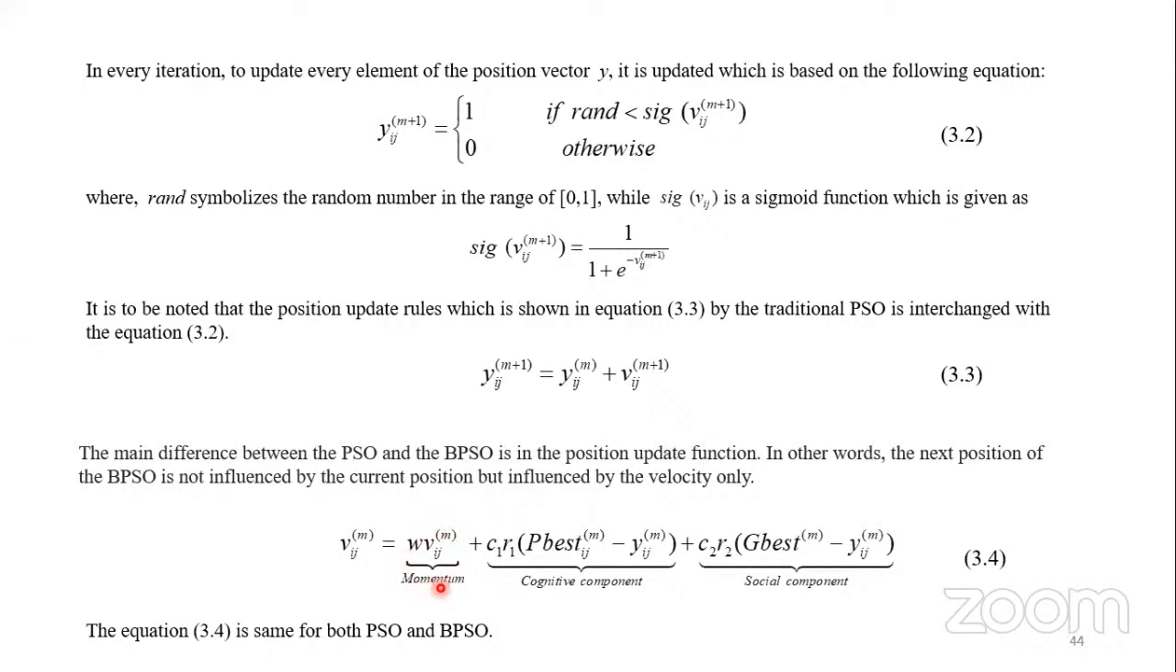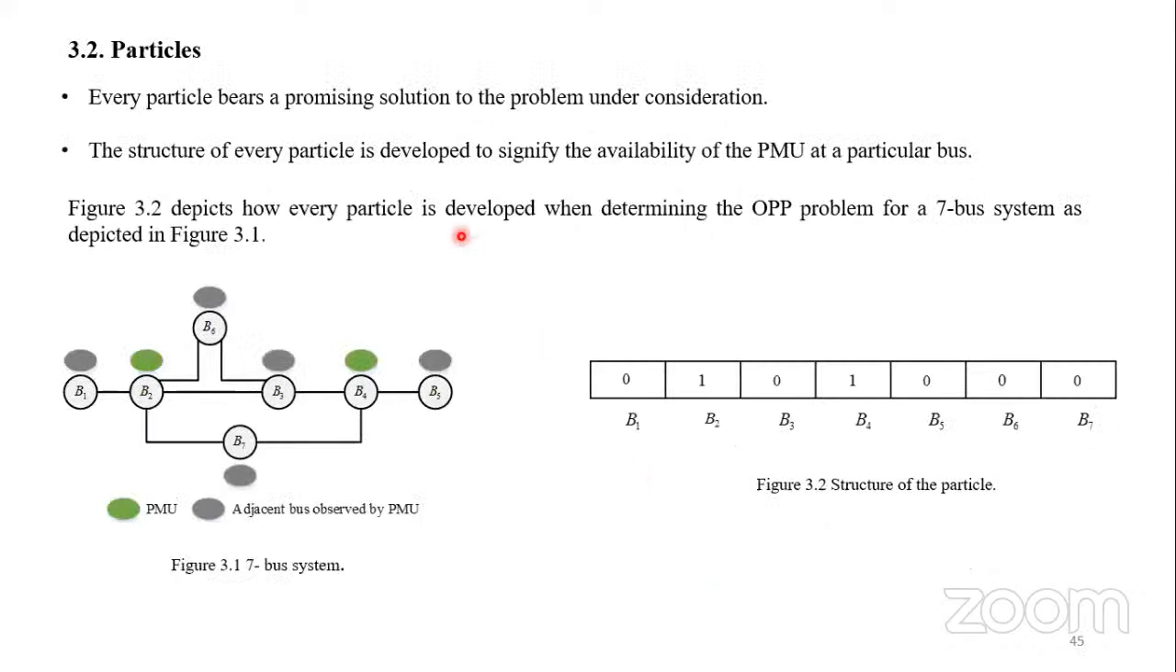This part is showing the momentum of the particle. This is the cognitive component, and this shows the social component of your particle swarm optimization. Now, we have already discussed the particles here. If we are taking a 7-bus system, the particle is 7, right? As you are seeing here, bus number B1, B2, B3, B4, B5, B6, B7 is the particle here, and this number shows the string, that is 0 1 0 1 0 0 0. So this is a string solution of the 7-bus system.